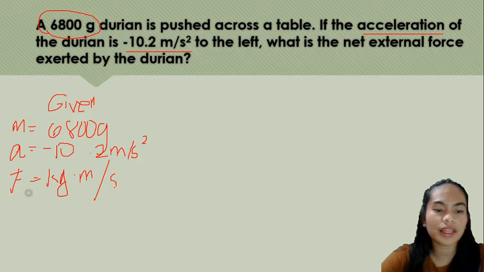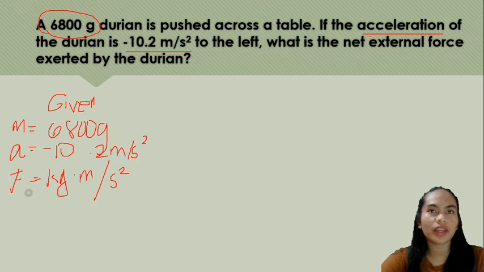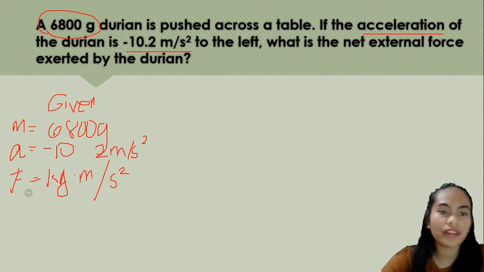If you look at the given, what is wrong with the given, or what is not appropriate? Usually we just have to multiply, but look at the given now. What is not appropriate? We have to convert this one. Do you get it? We have to convert this.